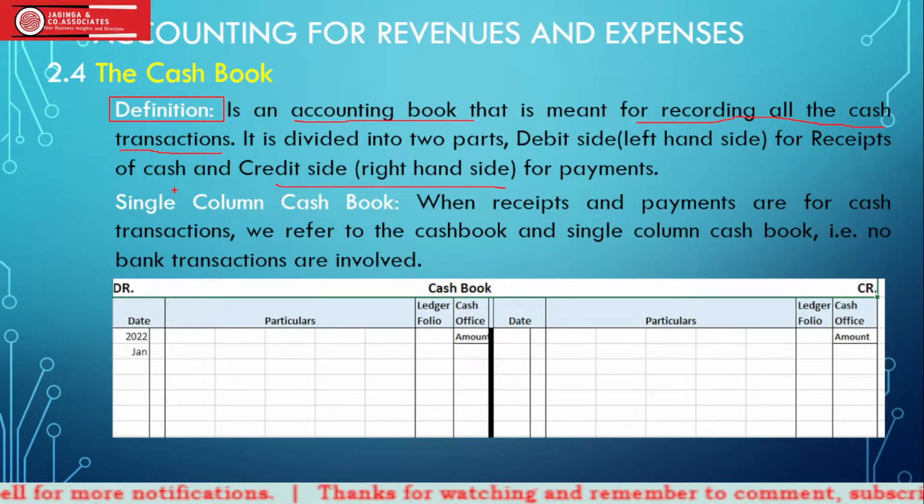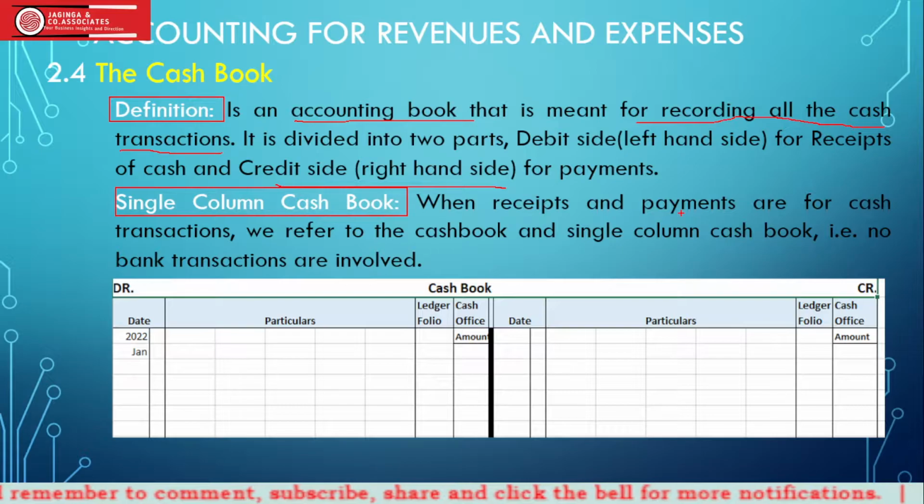And then we also have different types of cash book. We have single column cash book, double column cash book, and triple column cash book. So what do we mean by a single column cash book? When receipts and payments are for cash transactions, we refer to the cash book as a single column cash book. That is, no bank transactions are involved. So the transactions involved in a single column cash book is just cash transactions, no bank transactions involved.